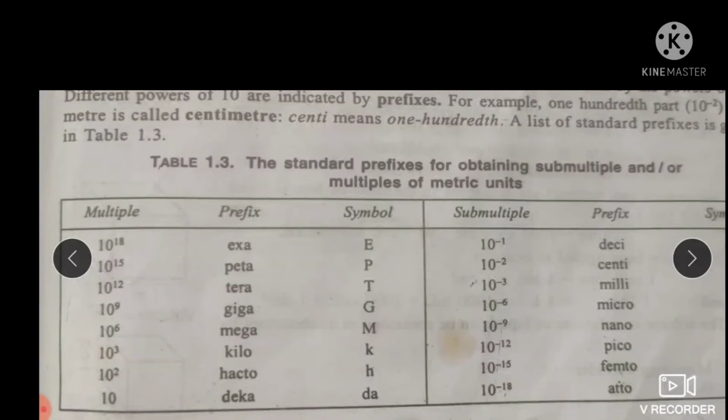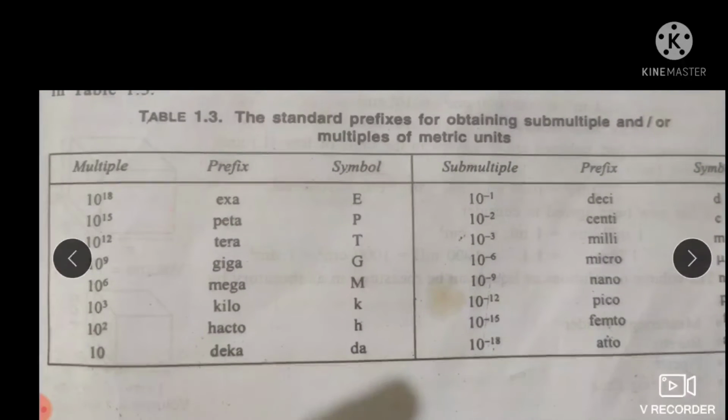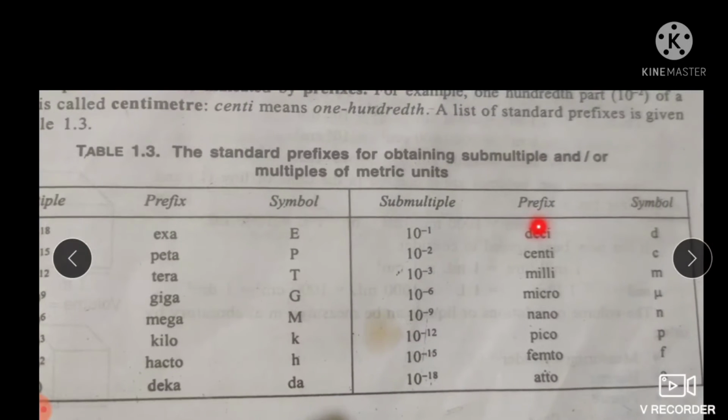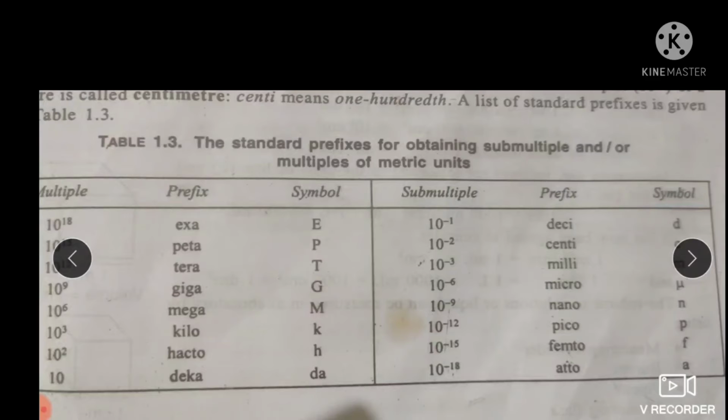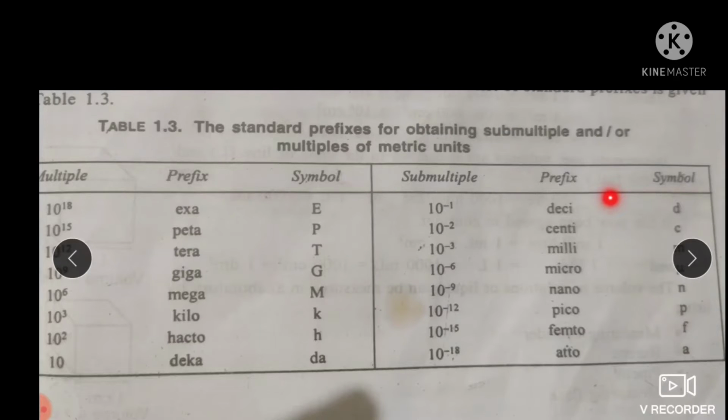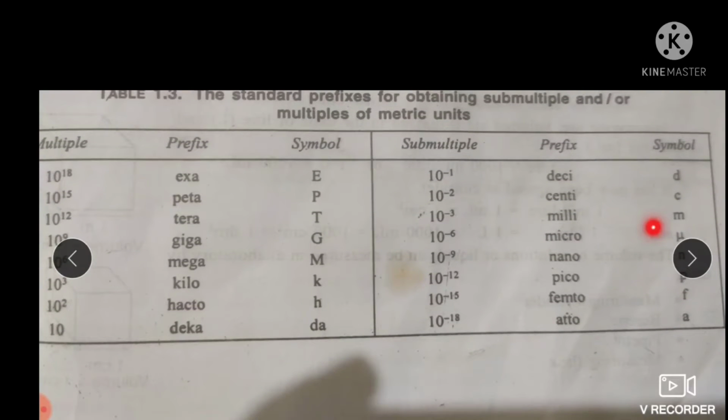10 raised to 2, hecto, represented by h. 10, that is deca, represented by da. These are multiples. And submultiples are 10 raised to minus 1, deci, represented by small letter d. 10 raised to minus 2, centi, represented by small letter c. 10 raised to minus 3, milli, represented by small letter m. 10 raised to minus 6, micro, represented by mu.